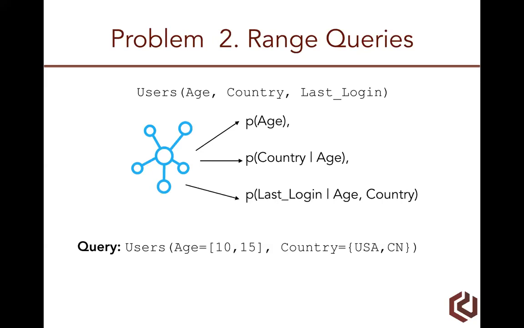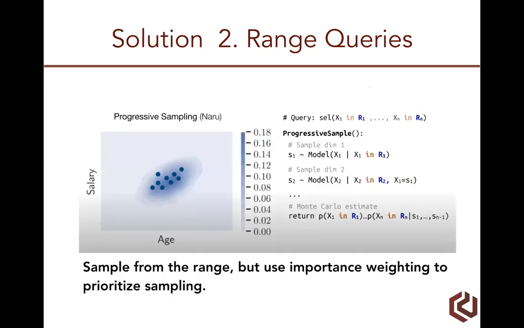We also had an issue with the range queries, right? You might be not only interested in just marginalizing out age, you might be interested in a range of ages. How do you solve this problem? Turns out you can solve it using something called importance sampling. You basically use Monte Carlo evaluation to repeatedly sample from these conditional distributions and integrate them together.